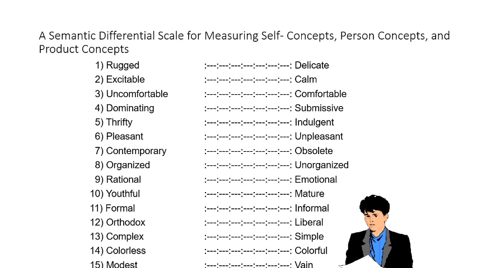These are some examples of semantic differential scales measuring self concept, person concept, or product concept. Let us suppose an example is given: rugged, delicate, excitable, calm, and so on. This is also a semantic differential scale.